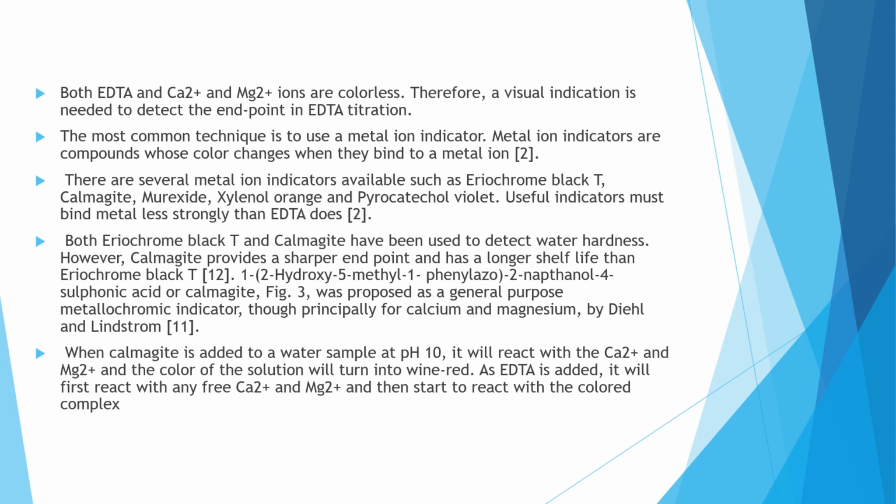The most common technique is to use a metal ion indicator. Metal ion indicators are compounds whose color changes when they bind to a metal ion. There are several metal ion indicators available, such as calmagite, xylenol orange, and violet. Useful indicators must bind metal less strongly than EDTA does.